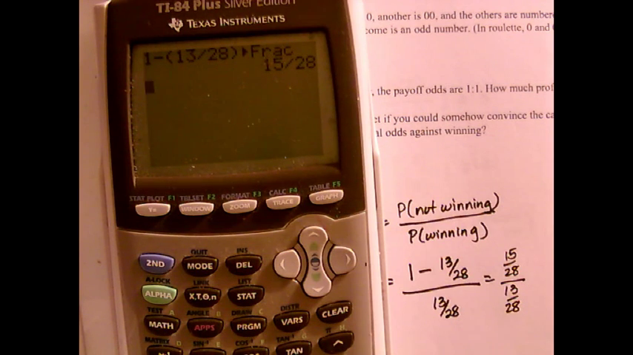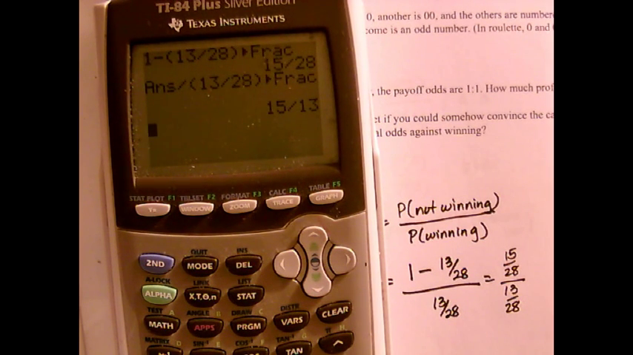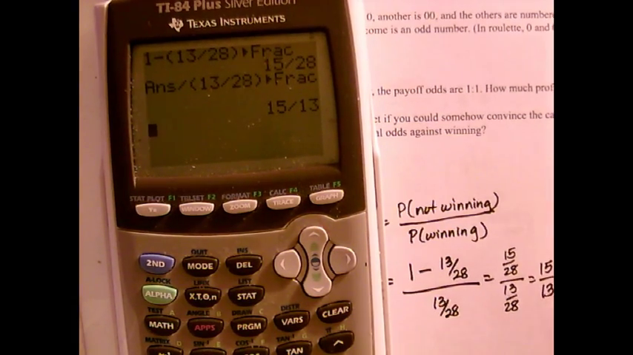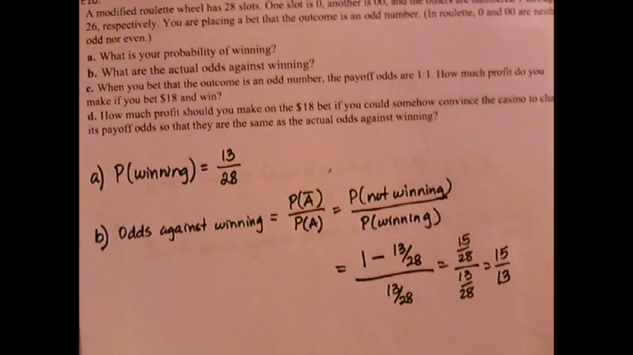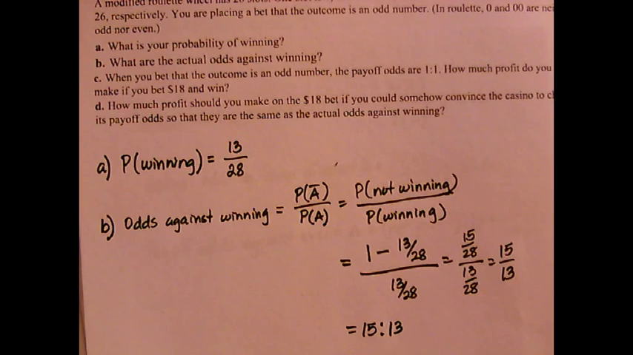Okay, so now let's take that 15 over 28 and divide that by, and then in parentheses, 13 divided by 28, close parentheses. Then hit the math key again and select number 1 for fraction. That would be 15 over 13. So the odds against you winning will be 15 over 13. Now as a ratio, we write that as 15 to 13. So the actual odds against you winning will be 15 to 13.